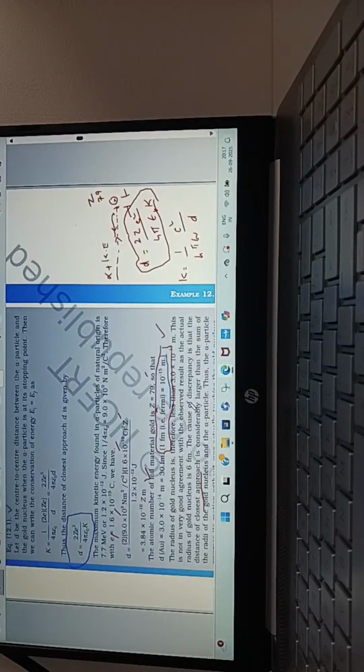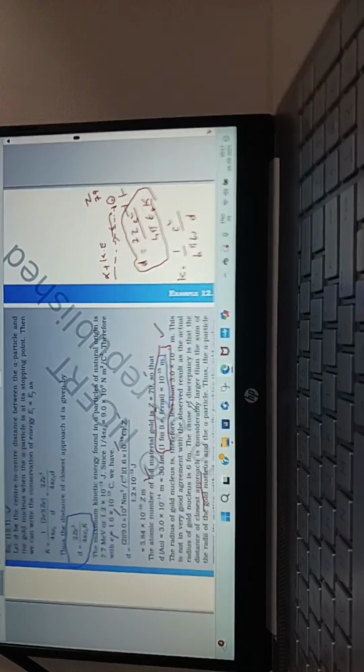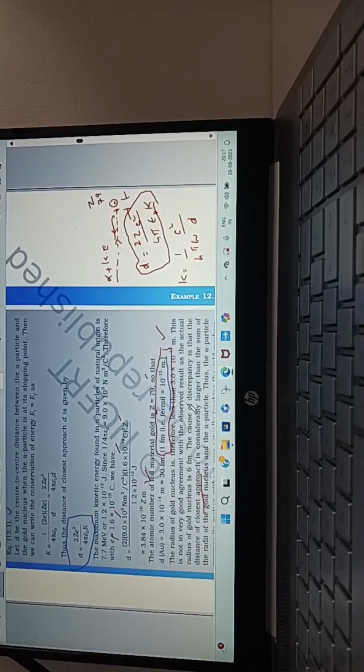How much time do you want for this simple thing? Don't calculate, only substitute the values. Substitute the formula. I'll give you 2 minutes. Just go for a drink of water. I just came from the market and immediately joined you. Okay? 2 minutes I'm giving.